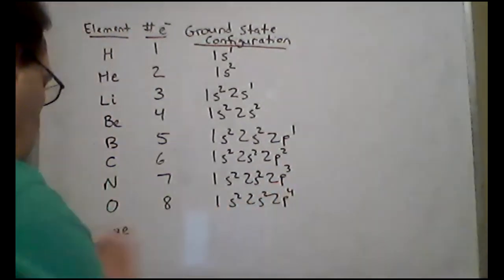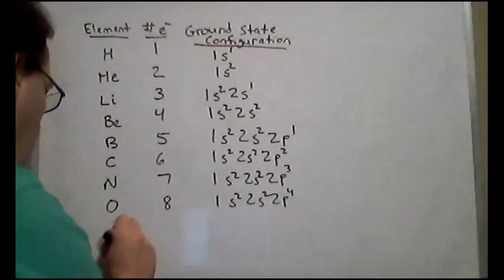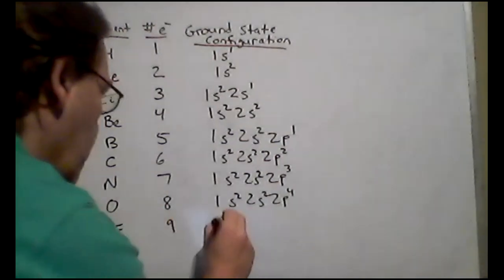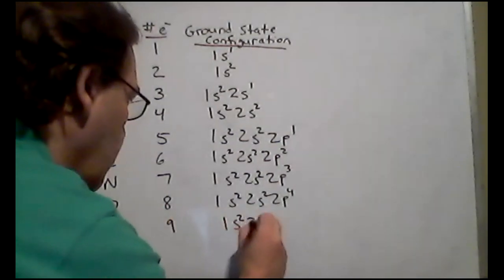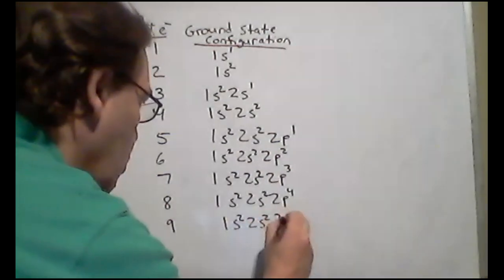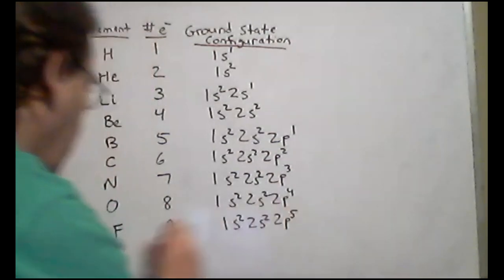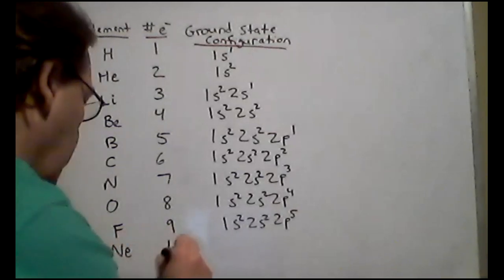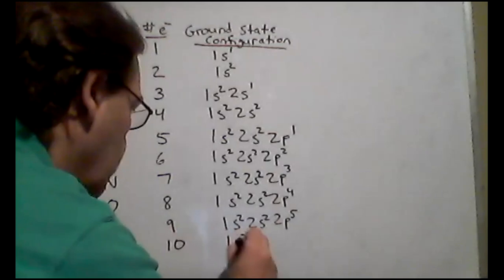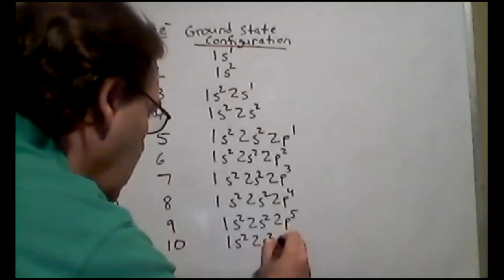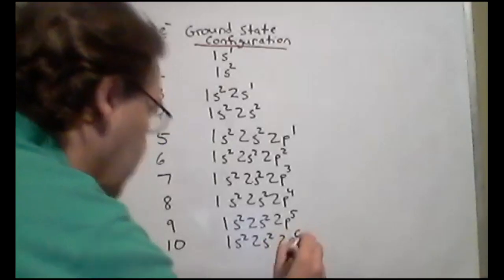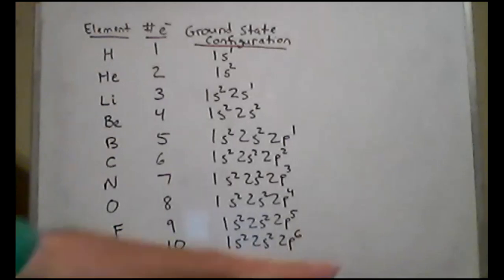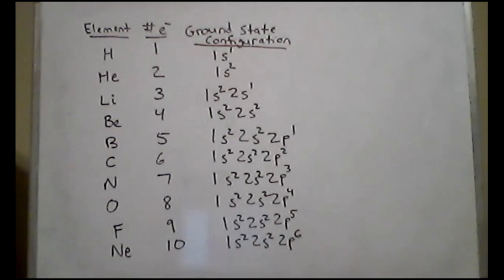And then fluorine, the 9th one, 1s2, 2s2, 2p5, and finally to fill out to the noble gases, neon is number 10, 1s2, 2s2, 2p6. Now, there are no more electrons that I could put in an N equals 2 shell. This is why this is a noble gas.